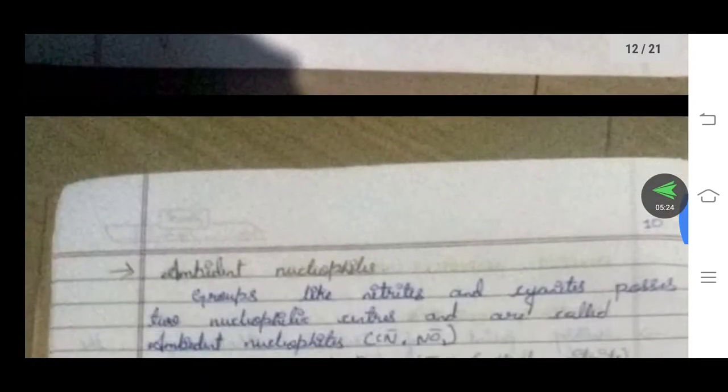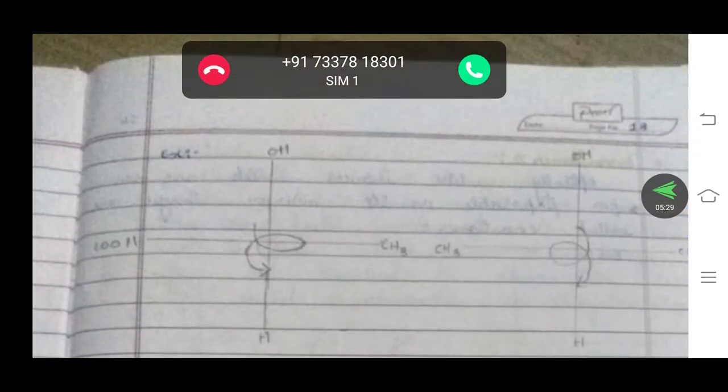One minute. This page number 10 is repeated again. Don't see that one.